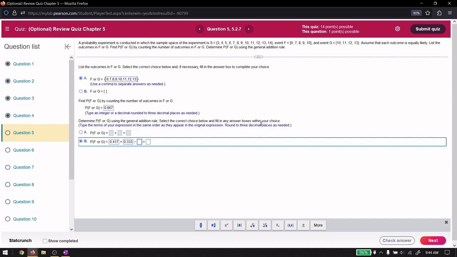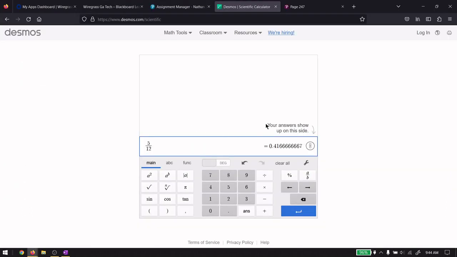And the probability of F and G: the only time that they're both the same is 10. And there's only one possibility there. 1 out of 12 is the probability of that. So it's going to be 1 out of 12, 0.083.